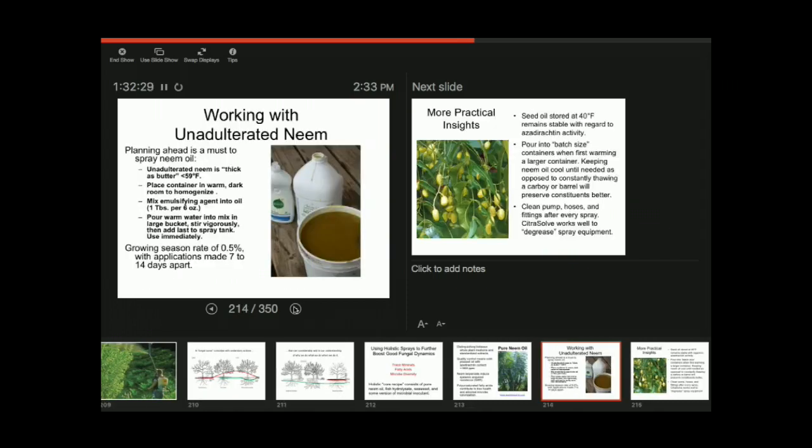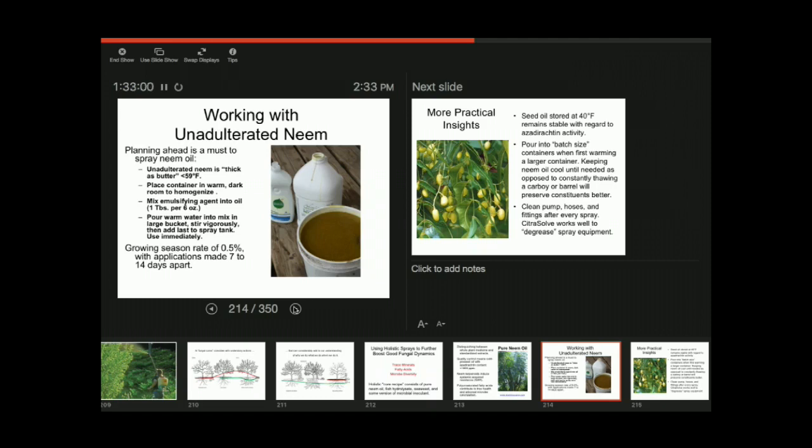Working with unadulterated neem, there are a few requirements, otherwise it'll be complicated and you'll be mad at me. I can live with that, but I don't want you to be mad at me. Below 60 degrees, neem is like butter. So you have to liquefy it. By liquefying it, I mean just the day before, realize, oh, I better get out my neem from the cold basement so that it can warm up enough to go to a liquid state.